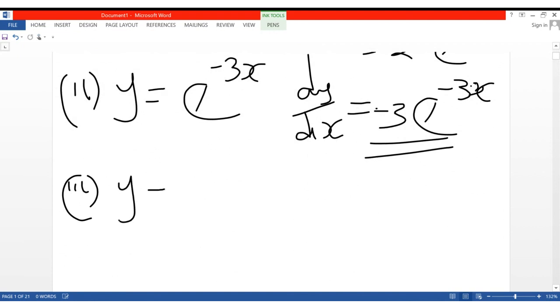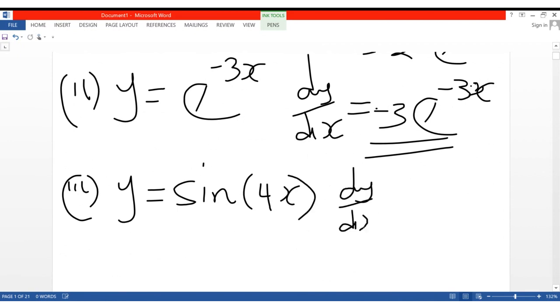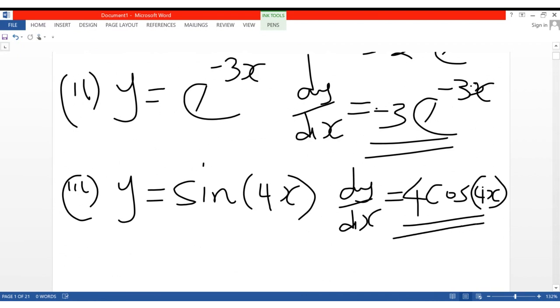y is equal to sine 4x. dy dx. If you go back to the table, when you differentiate sine, I'll give you the hint, you'll get cos of the same thing. So you'll get here cos 4x. But you come now inside the function, 4x. When you differentiate 4x, you get what? 4. So you multiply with a factor of 4. So it's the first way of doing a chain rule.